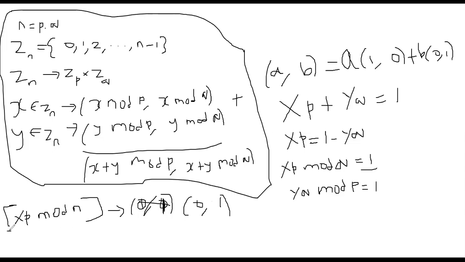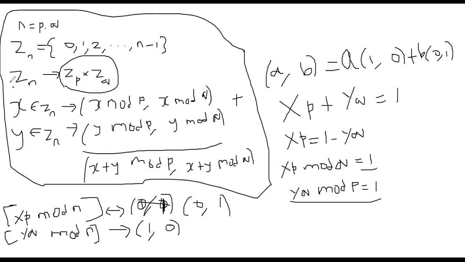So if you do the same for your YQ, what will happen now to YQ mod n? YQ mod n gets transformed into, first we do YQ mod P. What is YQ mod P? YQ mod P is 1, right? So we get 1. And what is YQ mod Q? Because YQ obviously has Q inside, it will get transformed into (1, 0).